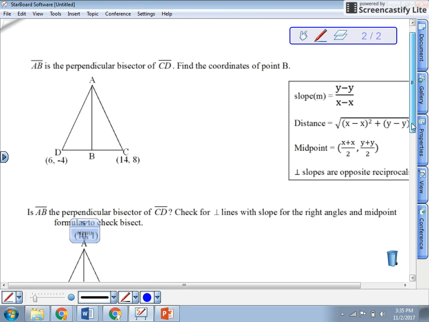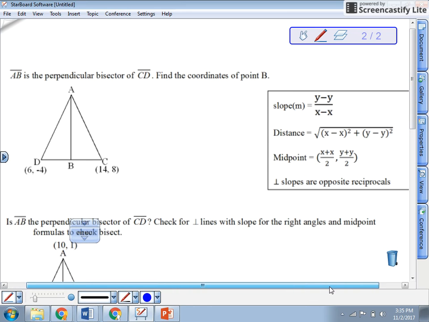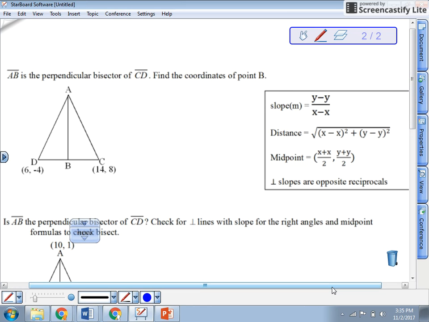Okay, on to the back side. Now this is where we're going to have to use some of our previous formulas. We've got slope, remember: subtract the y's over the x's, change in y over change in x. Midpoint: adding up the x's, divide by 2.